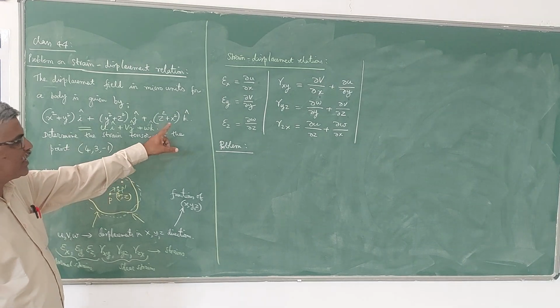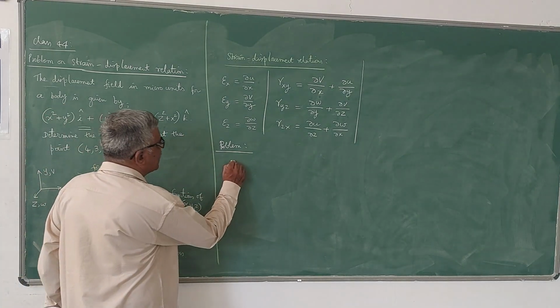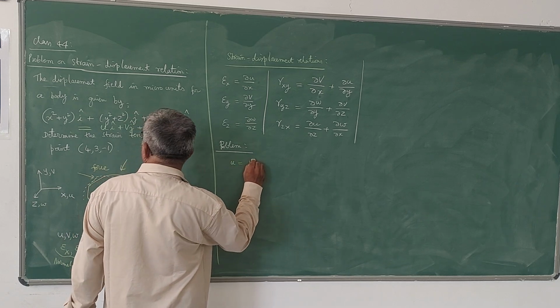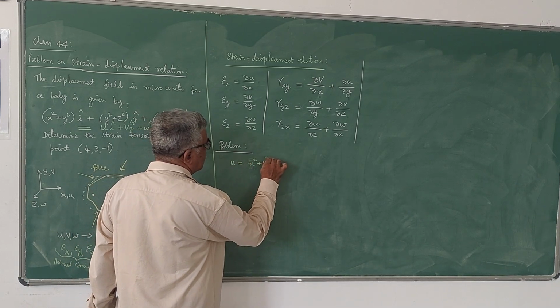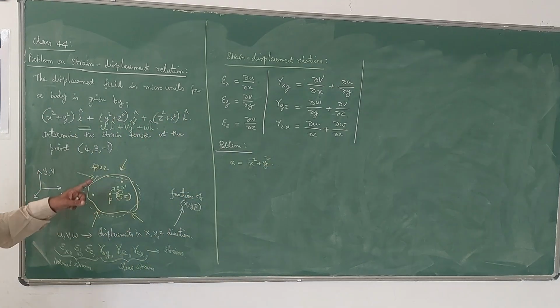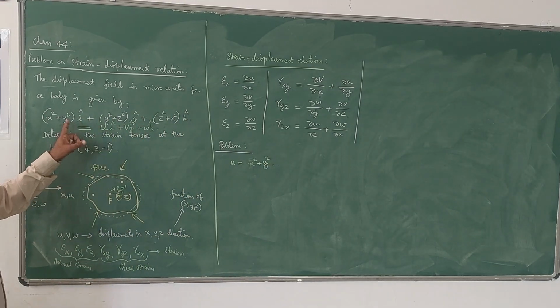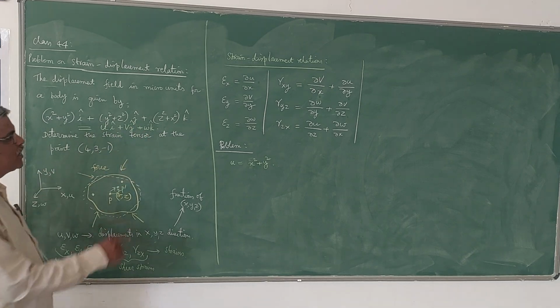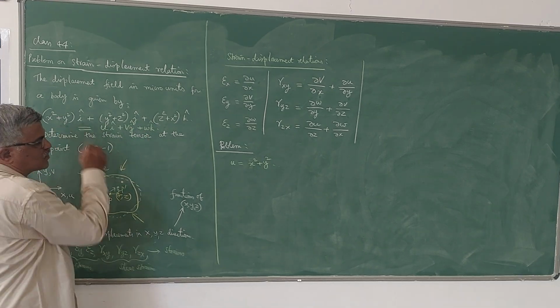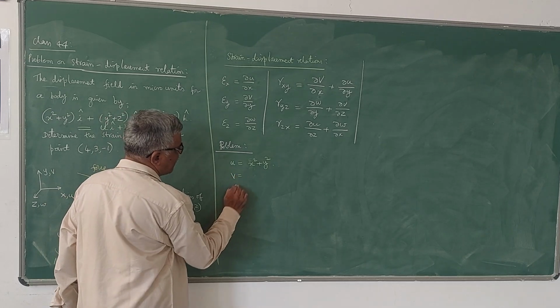Now according to that, what is u here? U is x square plus y square. Compare this with this and tell the values of u, v, w. So u is x square plus y square. What is v?